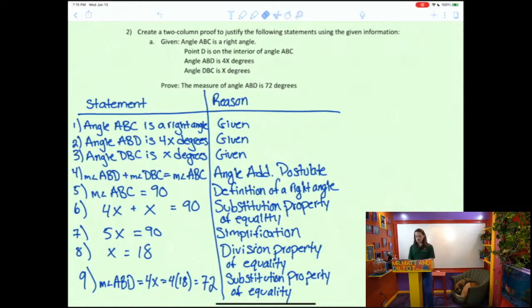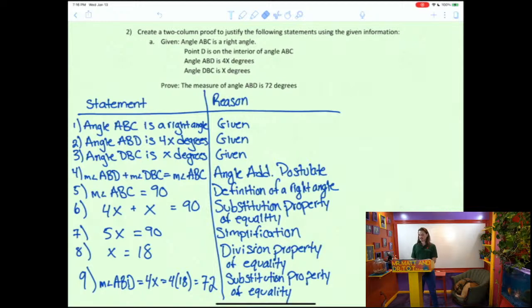But we know that the measure of the two smaller angles has to equal the measure of the larger angle. So the measure of ABD plus the measure of angle DBC has to equal the measure of ABC due to the angle addition postulate. Then we can define the measure of ABC to be equal to 90 degrees as the definition of a right angle tells us. And then we can use the substitution property of equality to substitute in the expressions that represent the two smaller angles, 4x and x, and the overall angle of 90 degrees.